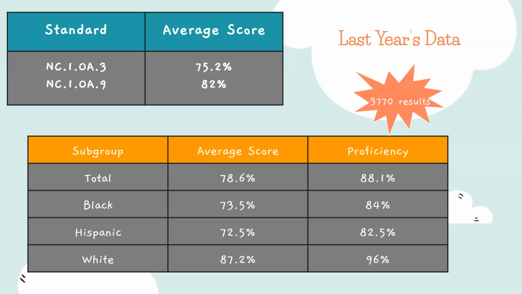Now that you've had a chance to take the assessment for Topic 3, let's dive into some data from last year. The standards that were assessed were OA3 and OA9. Notice the overall student total and subgroup. SchoolNet did not allow for us to see proficiency of standards, but this year, Mastery Connect will allow us to analyze data in different ways. Pause the video to interpret this data.